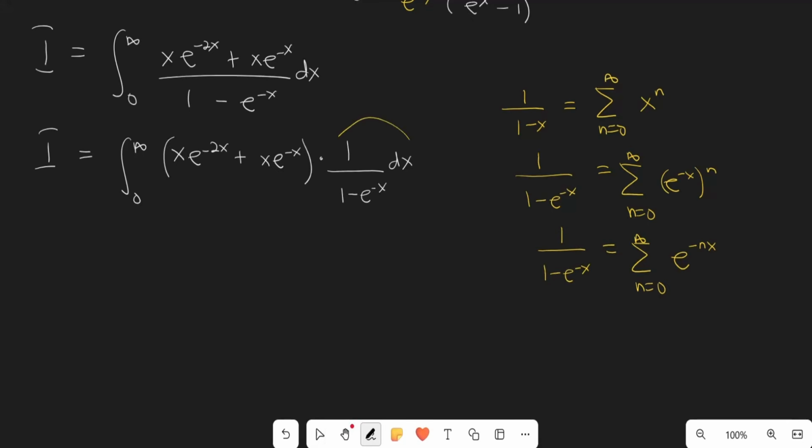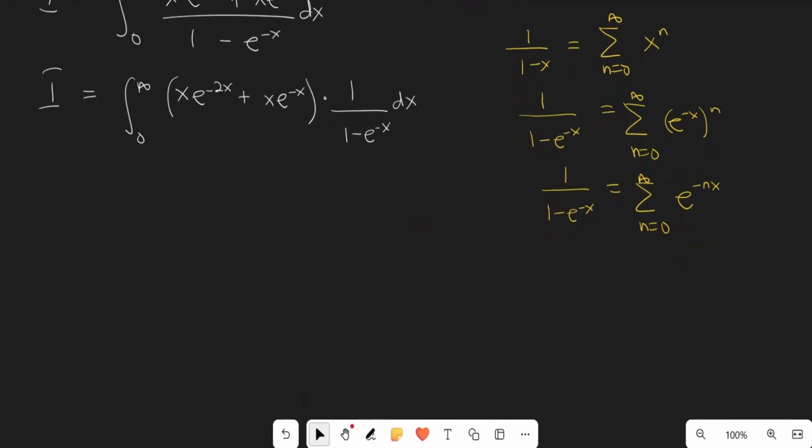So in place of this one, I'm going to replace that with the summation n from 0 to infinity of e^(-nx). Let's replace that in our integral. I is going to be the integral from 0 to infinity of x e^(-2x) plus x e^(-x), then in place of this, I'm going to write the summation n running from 0 to infinity of e^(-nx), and then dx.